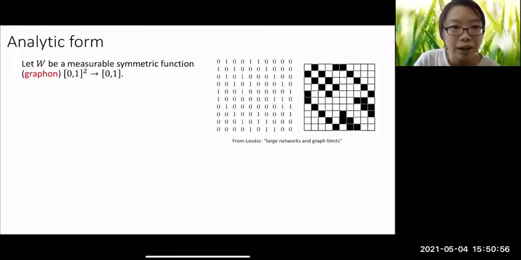To make my life easier in this talk, I want to introduce the analytic form for homomorphism density. Instead of using G as host graphs, I'll use a continuous version, which we call a graphon. A graphon is a measurable symmetric function from [0,1] squared to [0,1]. It is closely related to the adjacency matrix of a graph G.